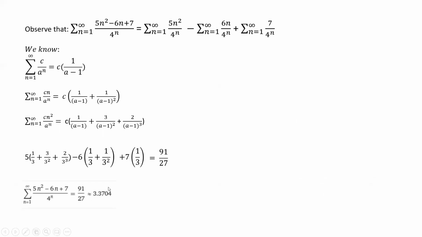And just to connect the dots here, notice that we were dealing with 5n squared, and so I went all the way out to the 3rd power. I had 6n, so I went out to the 2nd power for the 6th term, and then 7 was a constant, so I just went out 1 time the power of 1. And so again, you can see that translates right there.